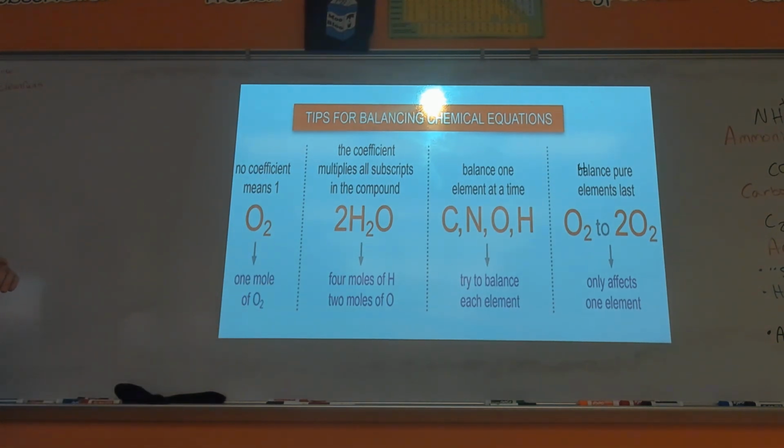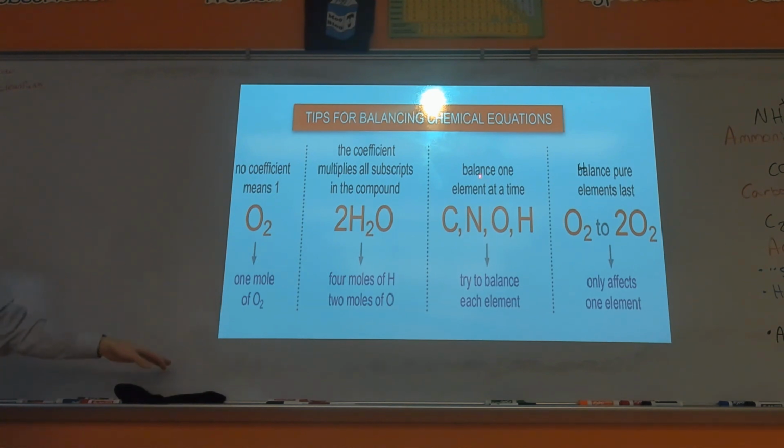But the other is the coefficient in front multiplies across all the subscripts in the compound. Meaning, if you put a 2 in front of H2O, you now have 4 H's and 2 O's. And again, when we say 4 H, it's technically referring to 4 moles of hydrogen atoms and 2 moles of oxygen atoms. A mole was Avogadro's number, 6.022 times 10 to the 23rd. So that's what we're actually talking about. This will make more sense next unit when we start doing some calculations with that.